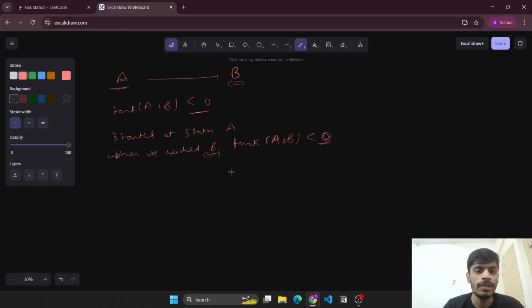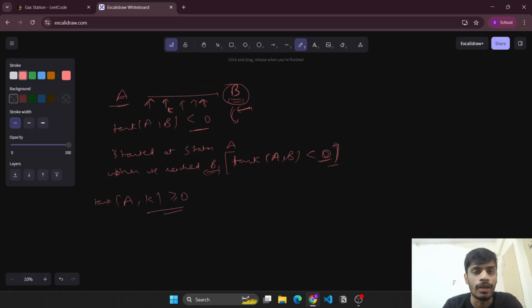So this means that if we have any station K lying between A and B, then the tank of A to K was greater than or equal to 0. This means we did not encounter any condition in between where the amount of gas we had became negative. And now we need to reach B. As soon as we reached B, at that exact point the tank became less than 0. So what observations can we make here?